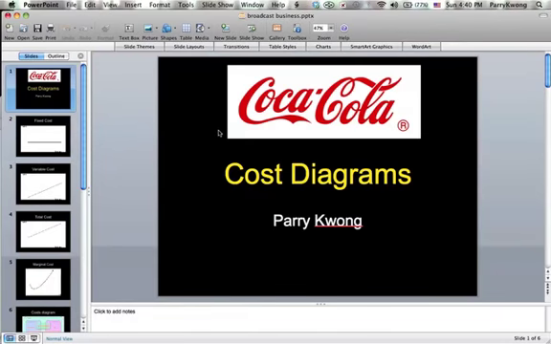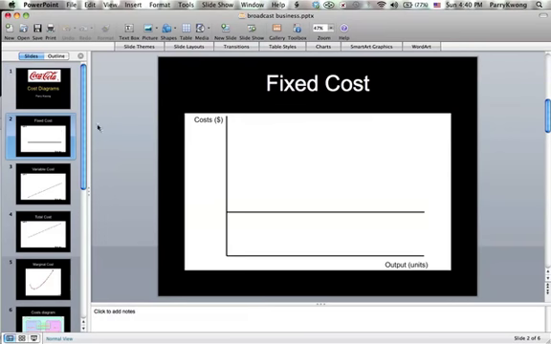Today, I will be explaining a series of cost diagrams and analyzing how businesses classify their costs. Most specifically, I will be concentrating on the company Coca-Cola. Firstly, we must understand that a company has two types of costs when operating. They are fixed costs and variable costs.